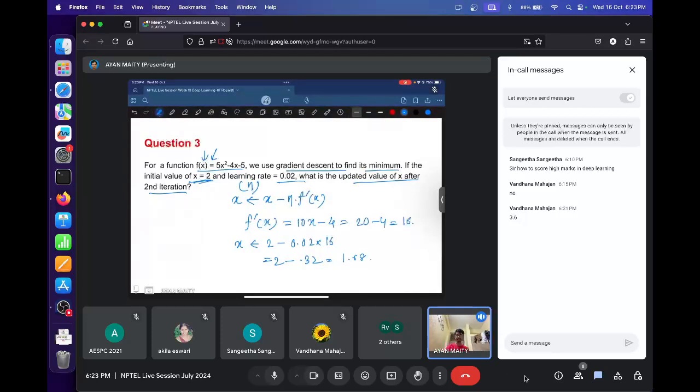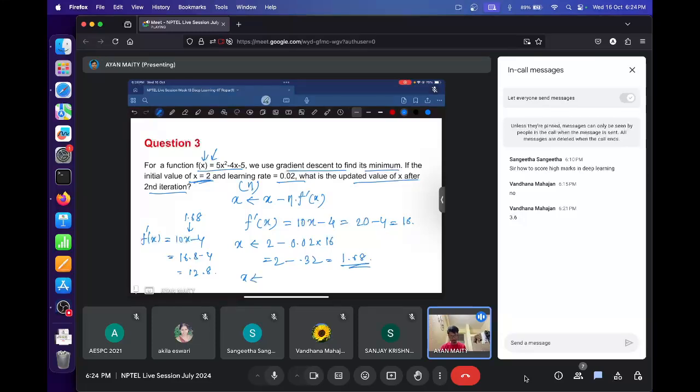Now you have to run the same process for the second iteration. In the second iteration, the value of x has become 1.68. So f'(x) should be 10x - 4, and now this x is 1.68. The value of x has changed in the second iteration. So it would be 10 into 1.68 minus 4, which is 16.8 minus 4, which is 12.8.